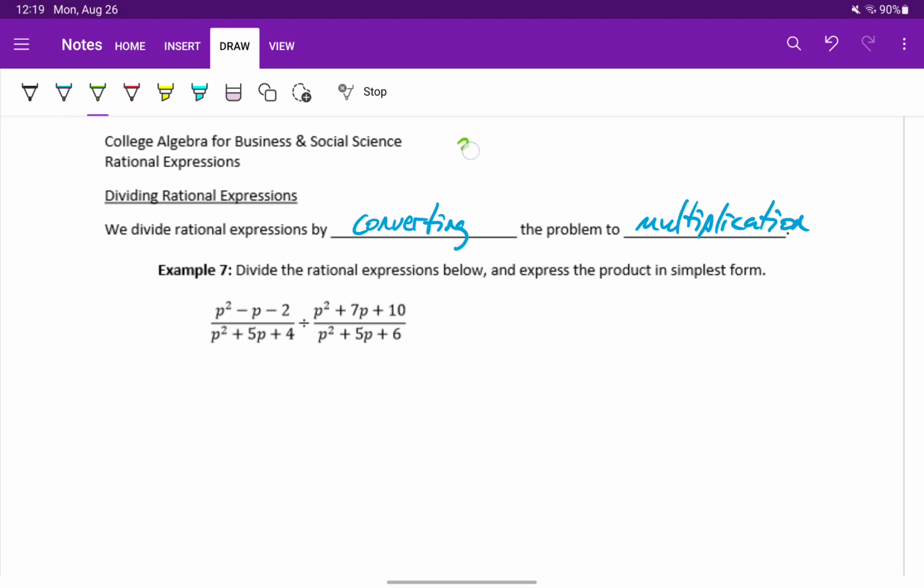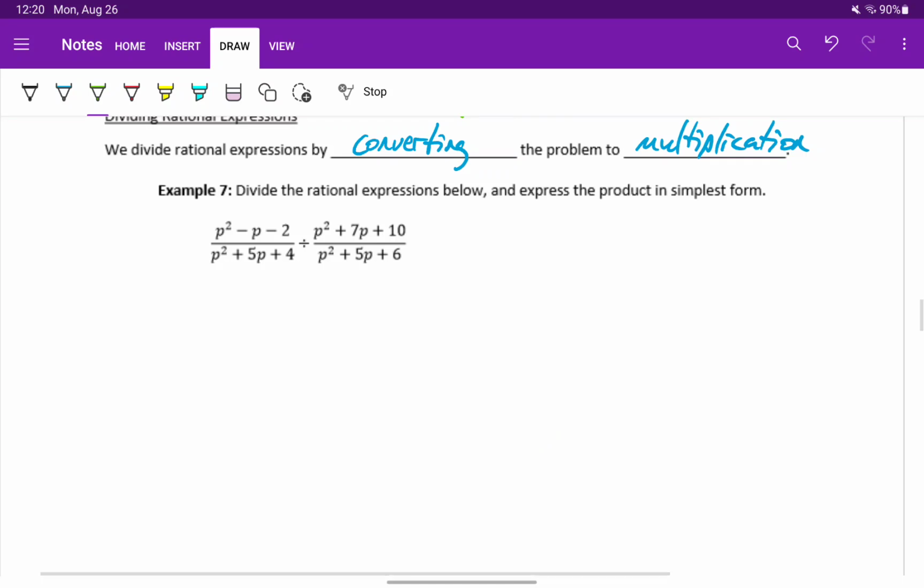The way this works, just as a quick review, if we were dividing two fractions, say 3/4 divided by 3/2, we can convert that into a multiplication problem by changing the division symbol to multiplication and taking the reciprocal of the second fraction. And then from there we could reduce, the 3's would cancel, we'd be left with 2/4 or 1/2. This exact same idea carries over to rational expressions.